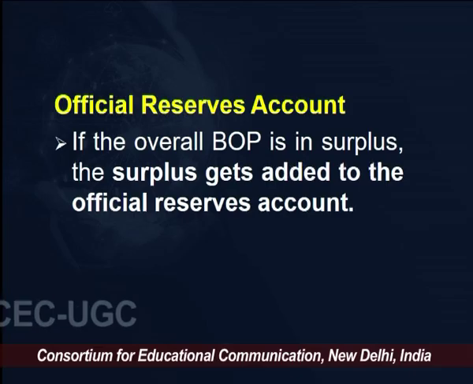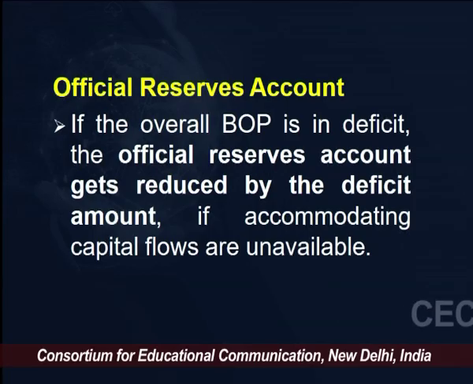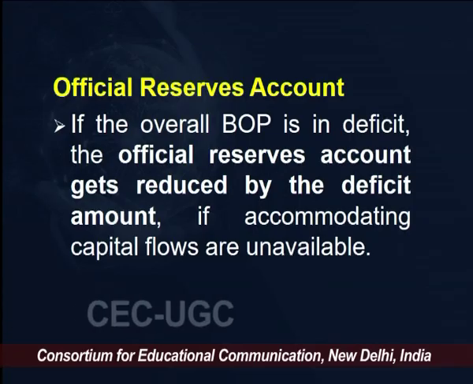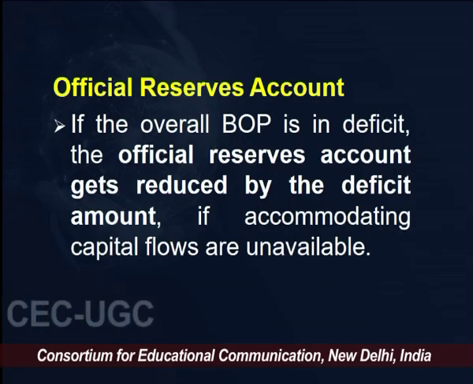If these are positive, then the official reserve account will increase. If the overall balance of payment is in surplus, as we have discussed in the previous section, the surplus gets added to the official reserves account. If the overall BOP is in deficit, the official reserve account gets reduced by the deficit amount if accumulating capital flows are unavailable. So, all the adjustments will take place, and as such the official reserve account will either increase or decrease.